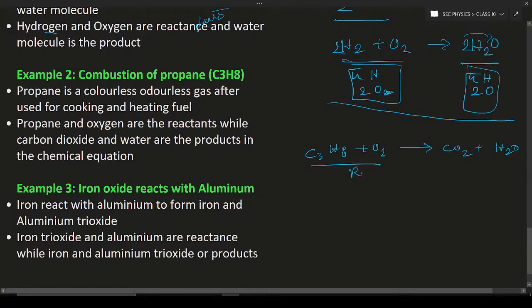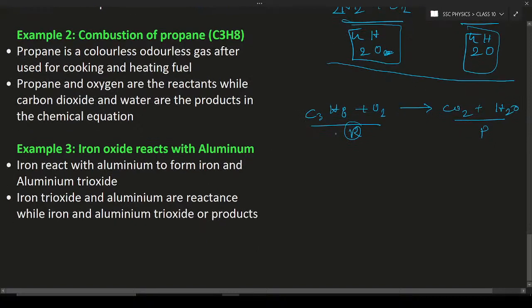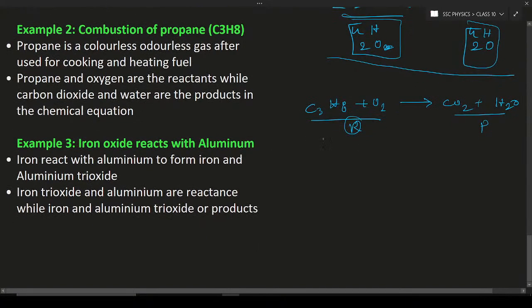These are the reactants and these are products. So this is about the combustion of propane. So now we have to balance it. How do you balance this?